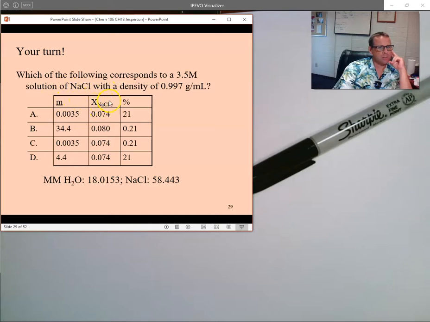Sarah, what is this here? This X NaCl? That is mole fraction. Mole fraction, that's right. And then this percentage, Aisha? Mass percentage. Okay, very good.